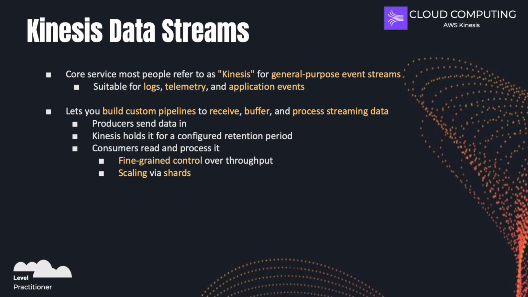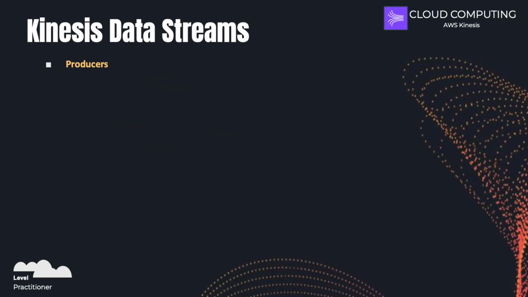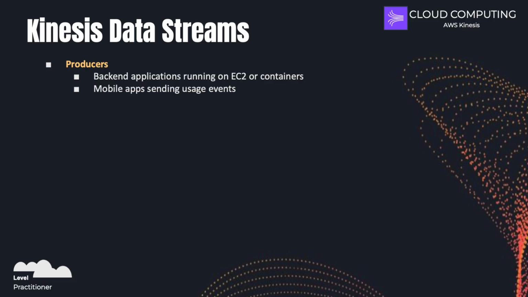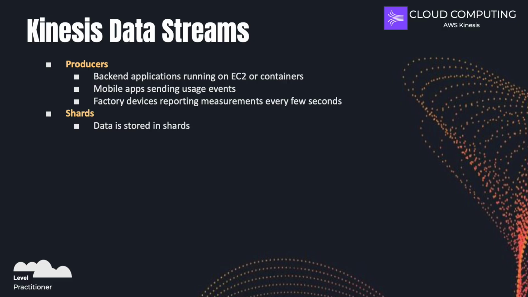Producers can be things like backend applications running on EC2 or containers, mobile apps sending usage events, or devices in the factory reporting measurements every few seconds, and basically it doesn't really matter what kind of data they're sending. The important thing is all these producers send small records into the Kinesis data stream, and inside this stream, the data is stored in units called shards.